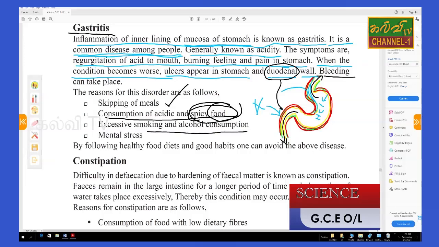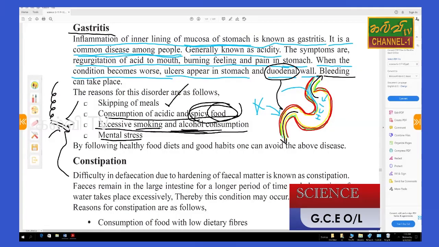Excessive smoking and alcohol consumption are very important factors, because sometimes you may ask how smoking affects us, and how alcohol affects us. Actually, when you take alcohol or smoking, the removal of hemoglobin, or the bleeding condition, is going to increase.